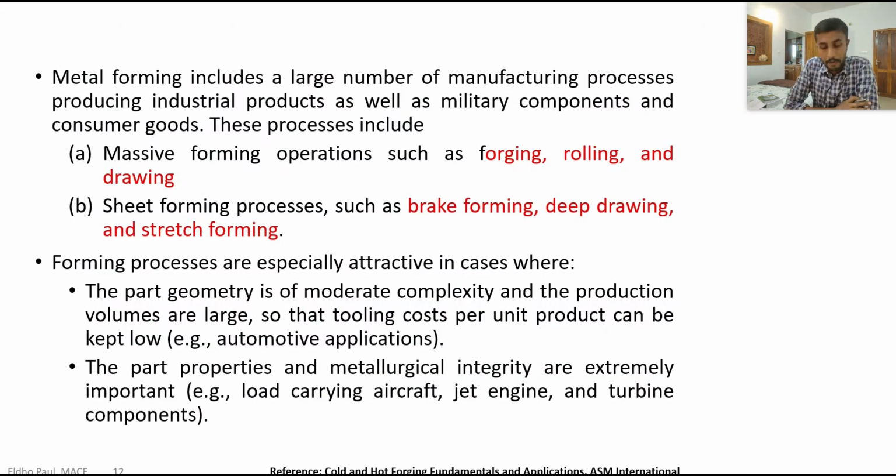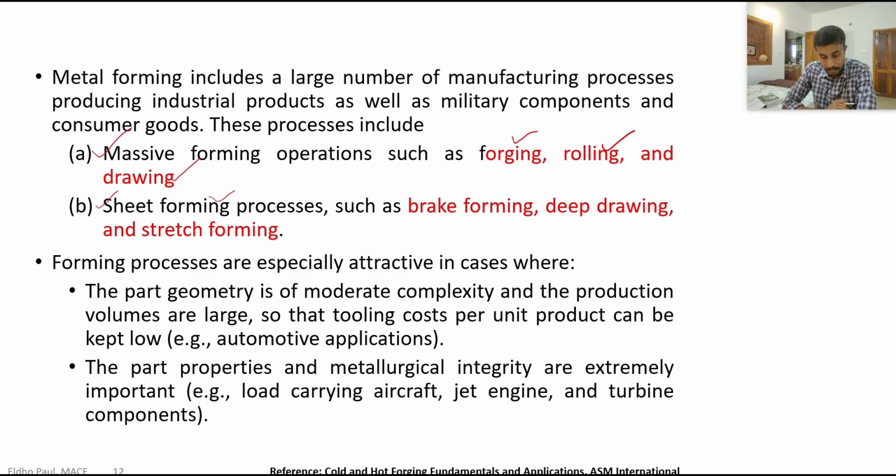And basically, the forming process can be classified into two. That is massive or bulk deformation processes, like forging, rolling, and drawing. And the next is the sheet metal forming process, like deep drawing, stretching, punching, blanking, etc. So these are the two classifications of the metal forming process. We will discuss the rolling process in your third module, and forging process, drawing process, etc. in your fourth module. And in the fifth module we will cover the sheet metal forming operations.